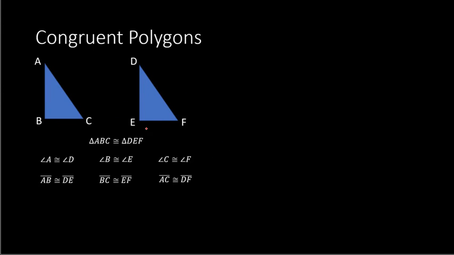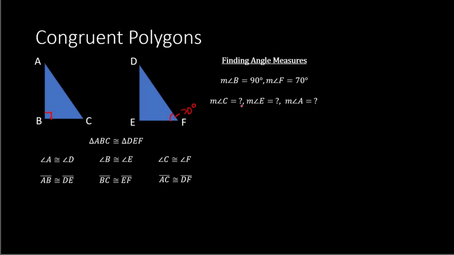So that's how congruent polygons work. Now with congruent polygons, we can also use given information to find an unknown measure. For example, if we are told that the measure of angle B is 90 degrees, so this is 90, and the measure of angle F is 70, so this angle right here is 70 degrees. We can use that information to find the measure of angle C, angle E, and angle A. And we could also find angle D as well.